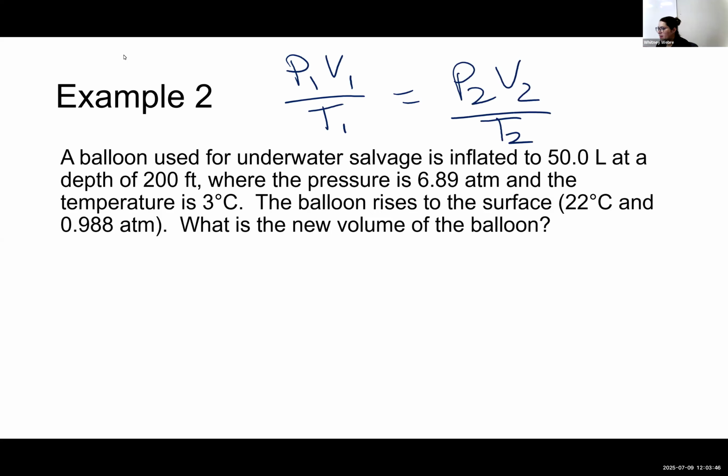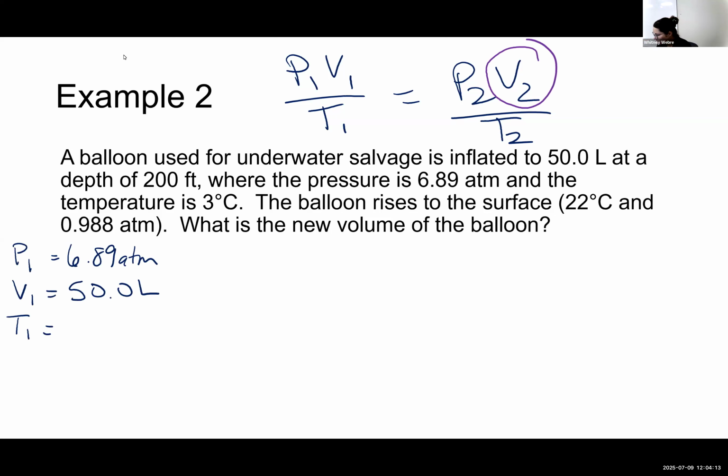I know I need this equation and not the other one because I was given 2 pressures, 2 temperatures, and 1 volume, so I'm looking for one of these volumes. That would be E for equation. The V for VERSE would be variables. P1 would be 6.89 atmospheres. V1 would be 50 liters. And T1 equals 3 degrees Celsius. Do you remember what we discussed on Monday about temperature? It has to be in Kelvin. You cannot leave it at 3. So to do that, I have to add 273.15.